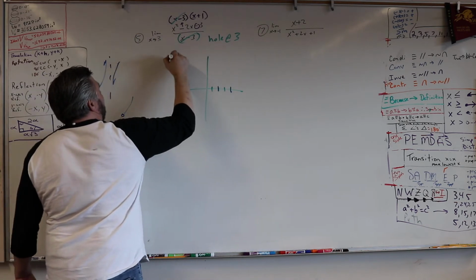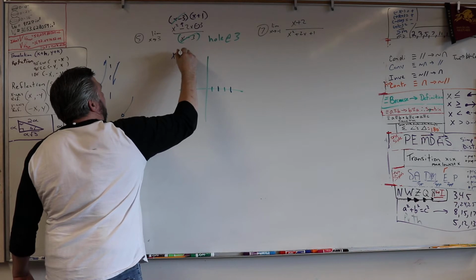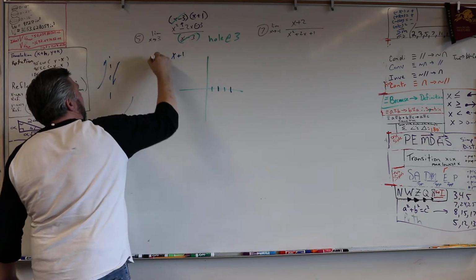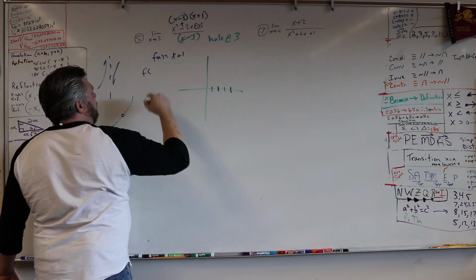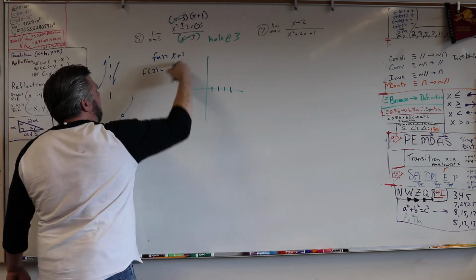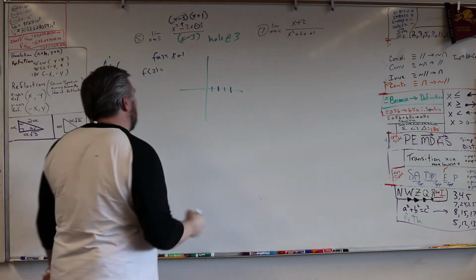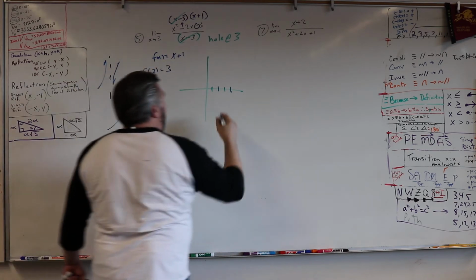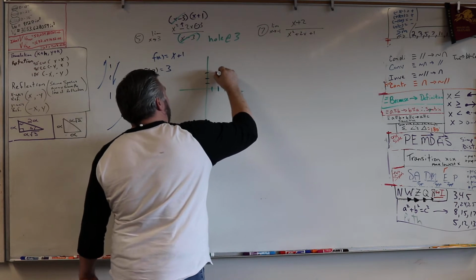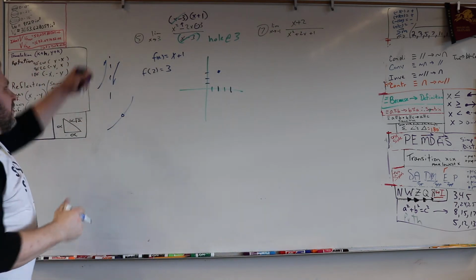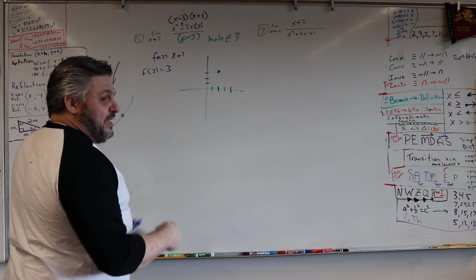So remember, this is just x plus 1, so f of x equals x plus 1. So f of 2 equals, well, what's 2 plus 1? 4? Okay, close. 3. All right, so 1, 2, 3. Isn't it? Am I wrong? I was kidding. Okay. You guys are confusing me.